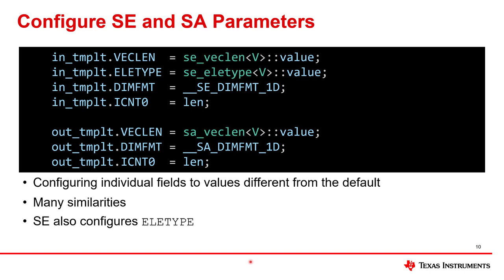The next few lines continue the configuration of the SE and SA parameters. This is for the in template for the SE, that's the out template for the SA. All of these settings have been discussed before in the videos about SE or SA, so there's really nothing terribly new to discuss here, although I will point out that the SE has an additional field to change from the default to something else, and this is the ELE type, element type field, the one that says how many bits are in one element in the vector v.